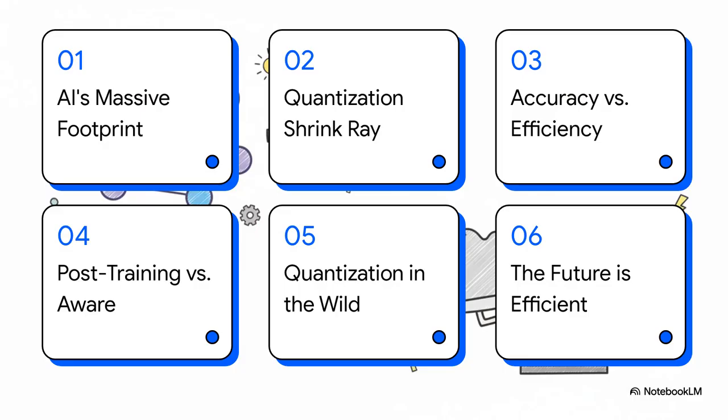Okay, here's how we're going to tackle this. First, we'll look at AI's massive footprint. Then, we'll talk about the magic shrink ray, quantization. We'll get into the accuracy versus efficiency dilemma, compare post-training versus aware training, see how it all works in the wild, and finally, wrap up with why the future of AI has to be efficient.